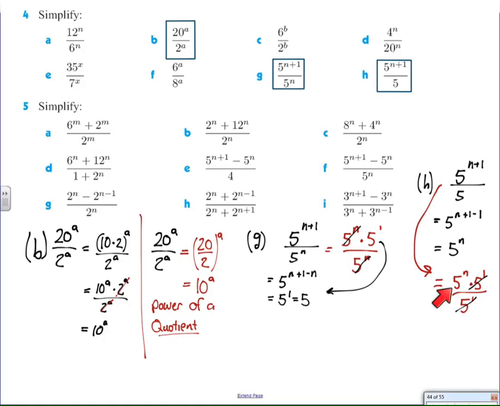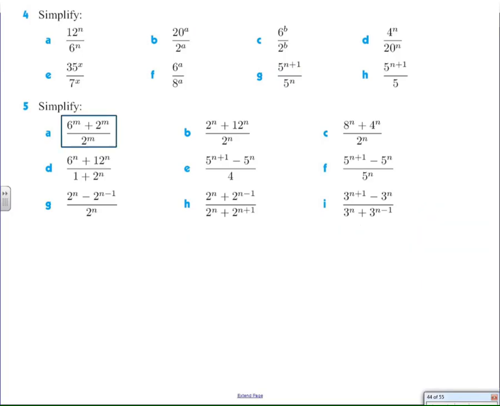Where'd it go? There it is. So 5 to the n, no matter how you slice it, whichever order you follow, you should end up with the same results. All of these, of course, checked with technology.